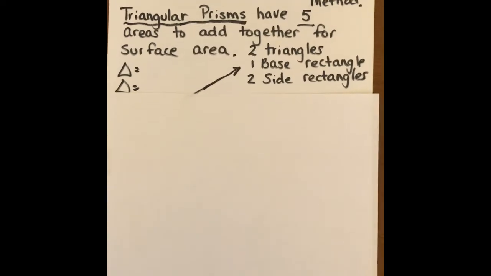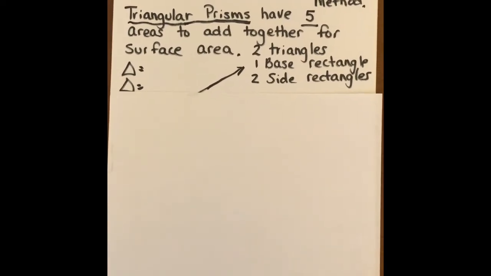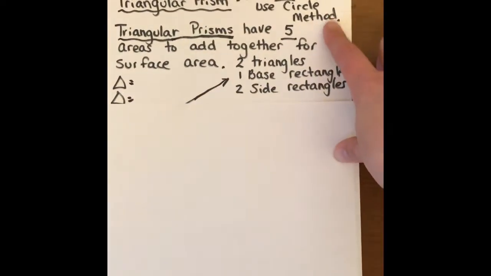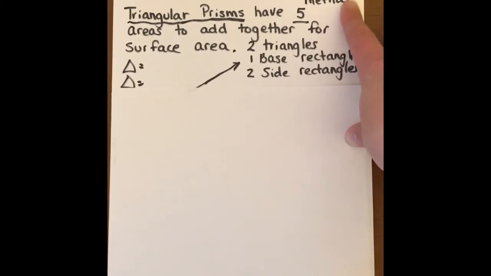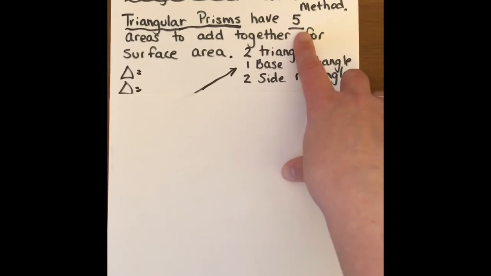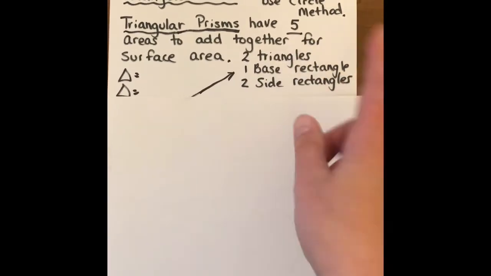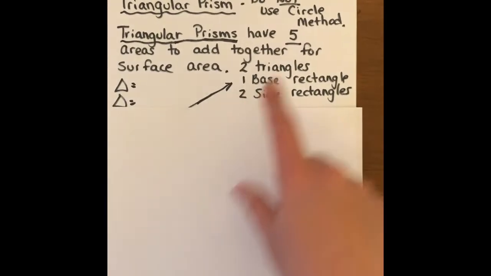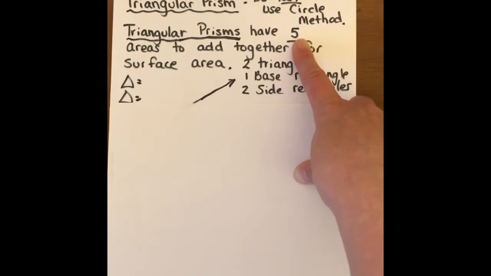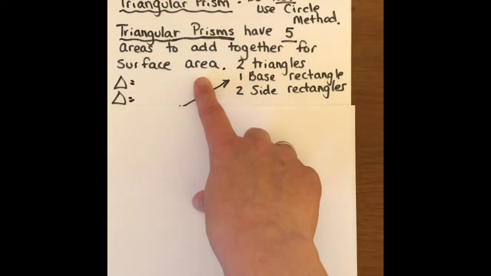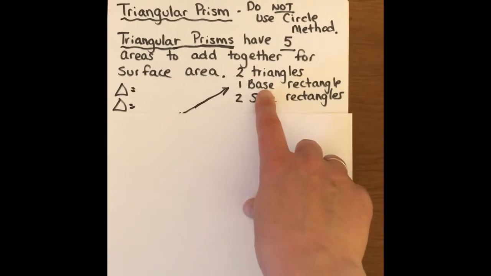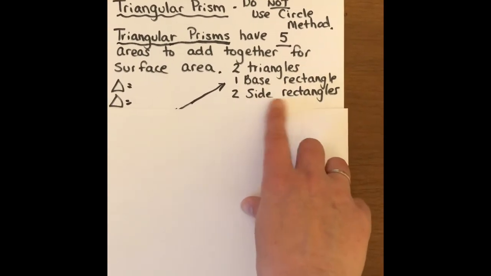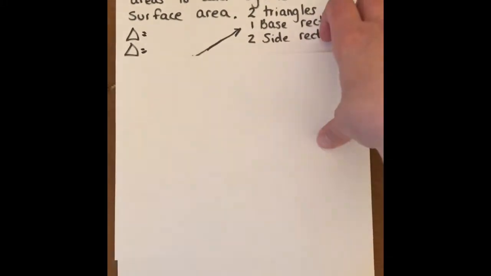Okay, the other type of prism that we're going to look at is a triangular prism. You cannot use the circle method for this one. This one is more difficult. A triangular prism, they all have 5 areas to add together. So the rectangular prism had 6 sides. This one only has 5 areas to add together to get the surface area. So what you're going to have is you're going to have 2 triangles. You're going to have a base rectangle and then 2 side rectangles to add together.